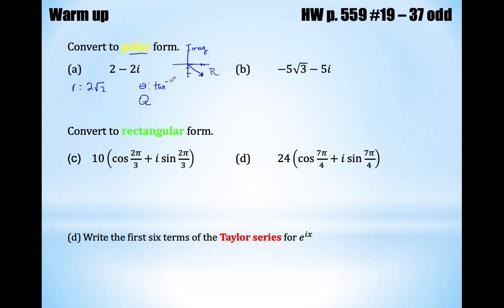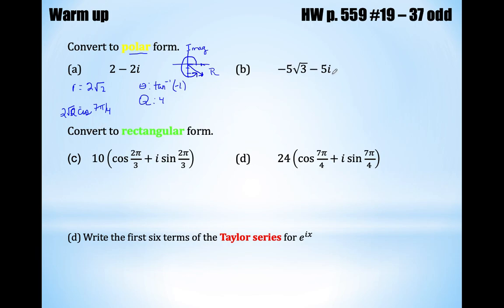And I have to think about inverse tangent of, what is that going to be? -1, right? Which makes sense because I'm in quadrant 4. So again, I want the positive angle that gets me there. So this is r cis theta: 2 root 2 cis 7 pi over 4.